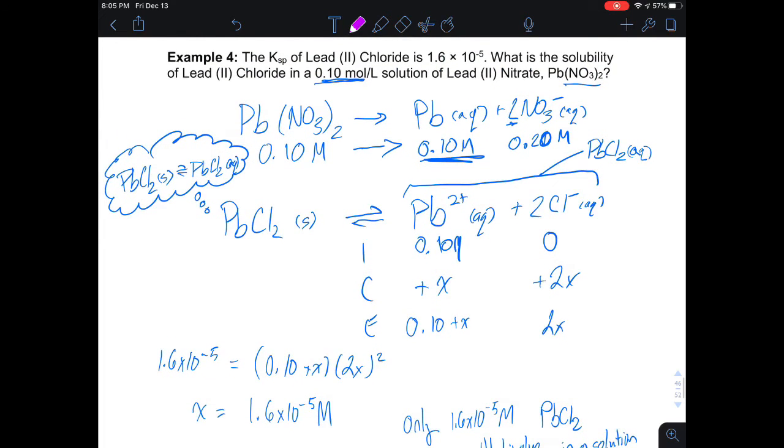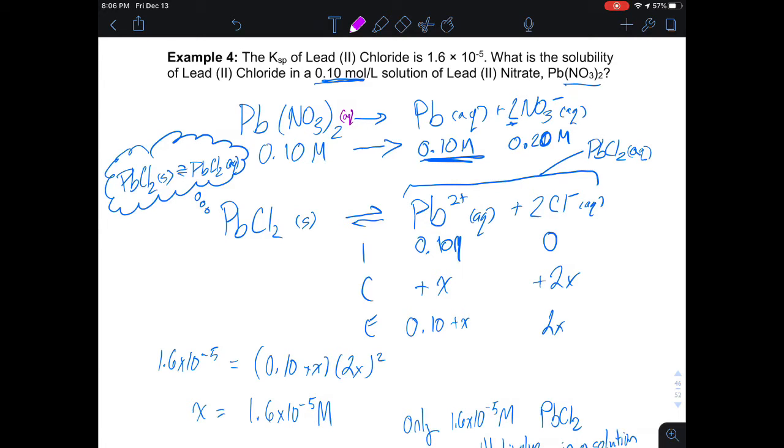Okay, so let's try the last one on this page, example 4. We're going to have a lead nitrate. And so lead nitrate is very soluble. We can put aqueous here. It is very soluble. We get 0.1 molar of it. It dissociates into lead and nitrate. It doesn't really matter that there's twice as much nitrate because nitrates are always soluble.